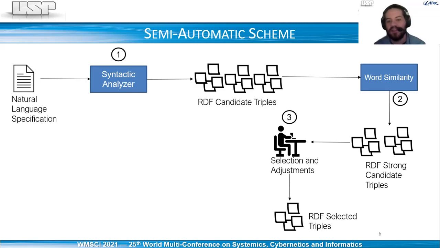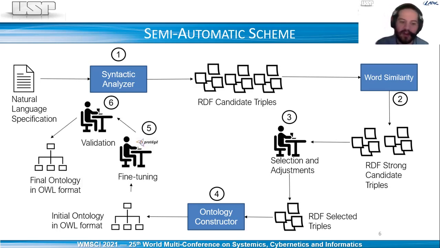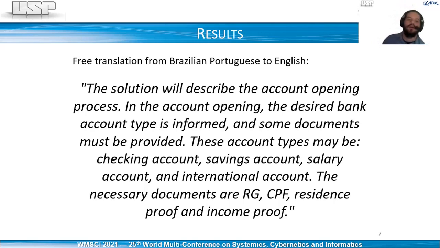So here the specialist must select and adjust some triples, and it's also important to set whether each triple is hierarchical or not, because this will show our ontology constructor model whether an element is a class, subclass, instance, relation, or property. So these selected triples are parsed by the ontology constructor model, and we will get the initial ontology. Then we can go to the last steps to get the final ontology, that is the fine-tuning and validation steps. So this is our proposed semi-automatic scheme, and now Vitor will talk about some results, related work, and final remarks.